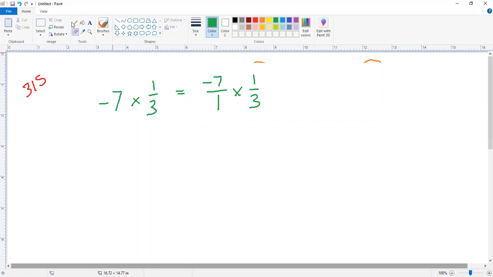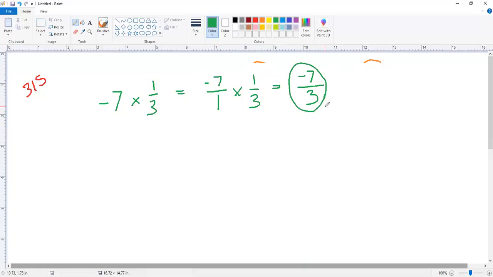So it's very, very, very important that the negative just stay with one of the numbers, and I would just put it on top. It doesn't matter. You could put it on the bottom. You could make it a -1 and a +7, but I think it's just easier to leave it up at the top. Then we do -7 times 1. A negative times a positive is a negative. 1 times 3 is 3. So this is our answer.